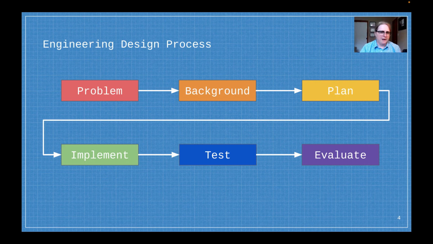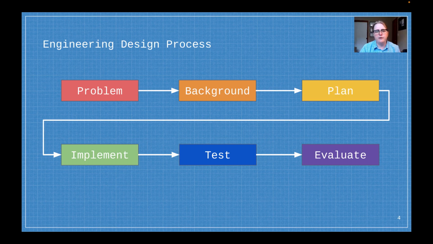Then we dive into the background. That's where I have students learning the science that they're going to need to address that engineering design challenge. Next, we go into the plan phase, where students take what they've learned and they figure out what are they going to do to try to solve this engineering design challenge. What are some solutions that might work?